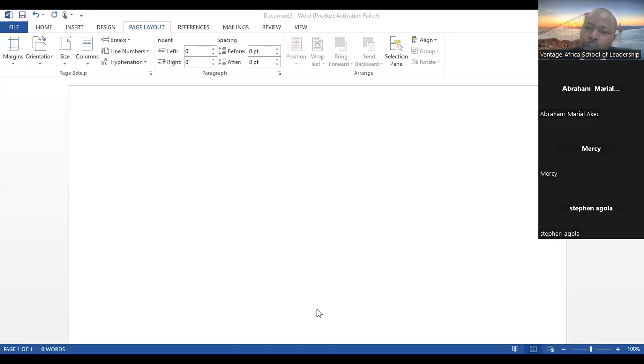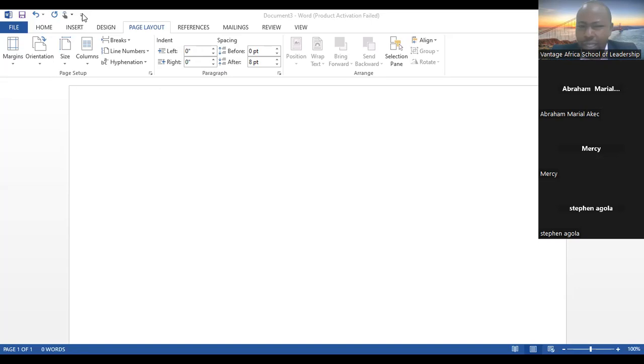So, we want to work on a log frame, and we are going to start from scratch. A log frame is basically done in the form of a table, and it is usually called a 4x4. We are going to see why it's called a 4x4. I don't know whether it's a 4x4 or a 4x5.